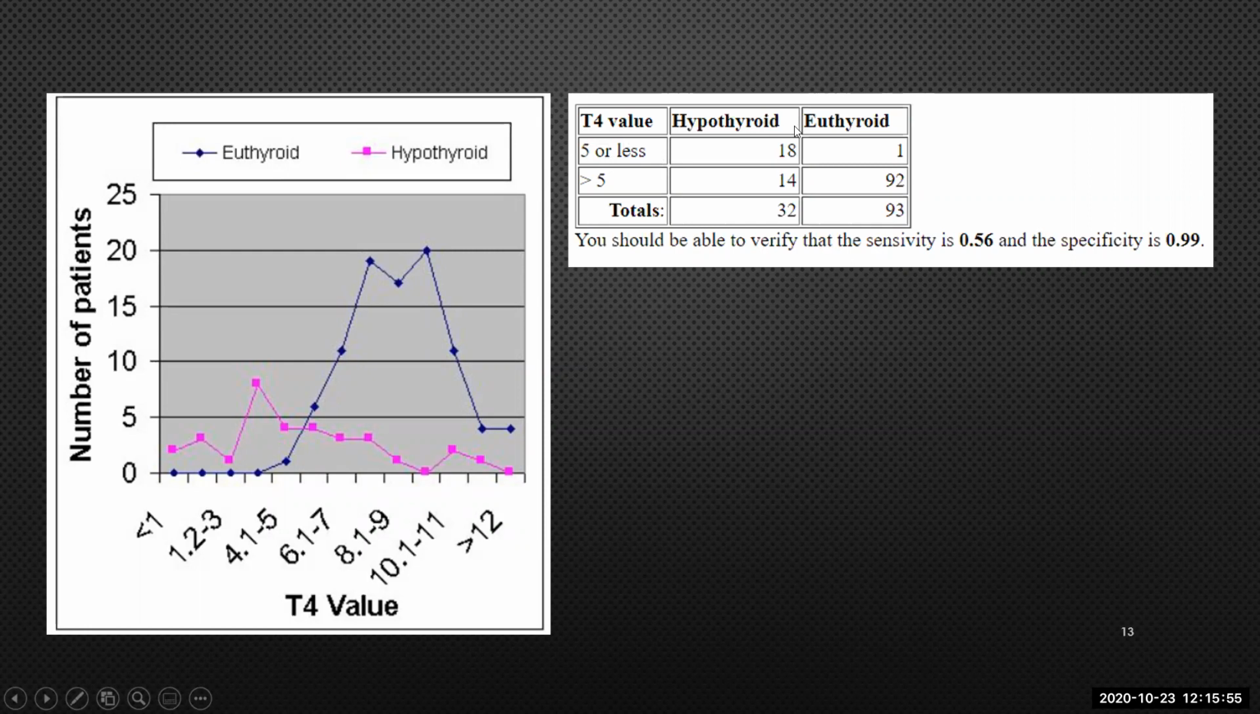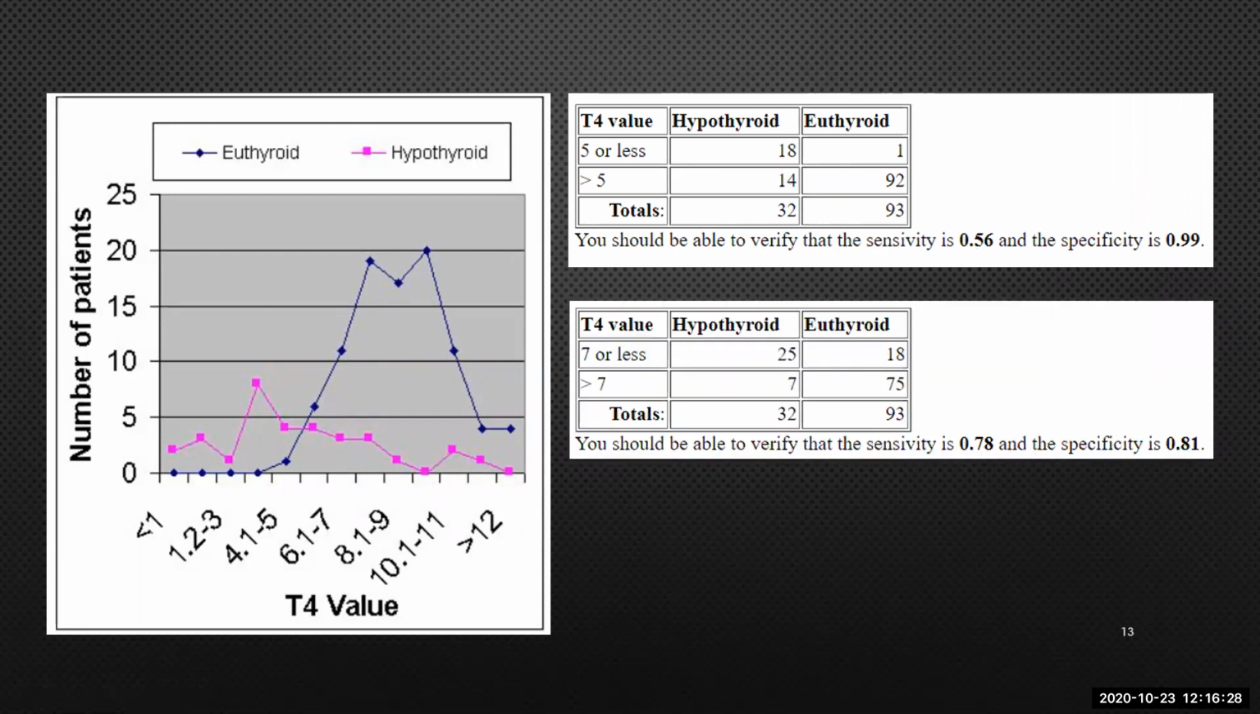So as you can imagine, the lower your T4 goes, the more likely it is that you're hypothyroid. Above 5, you missed a lot of people. They were still hypothyroid, but the majority of them were still euthyroid. So if you do the math here, you should be able to verify that the sensitivity of this test is pretty poor, but the specificity is awesome, right? Because most of the patients with 5 or less, we only lost 1 patient out of 100.